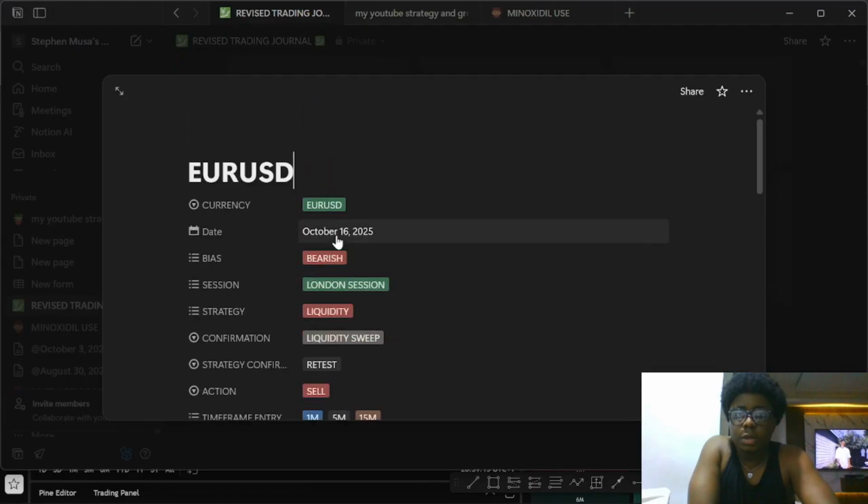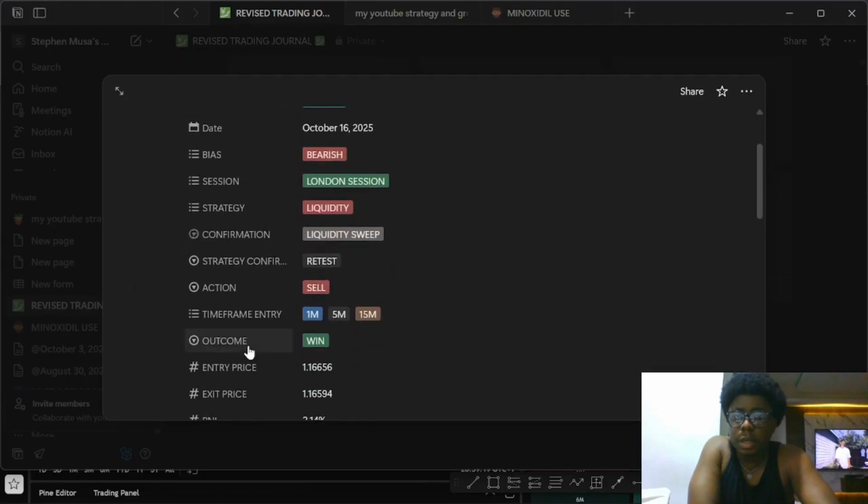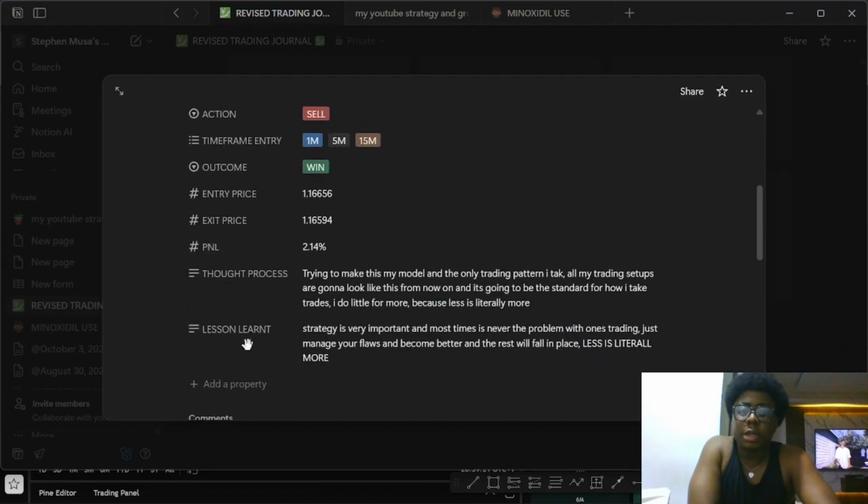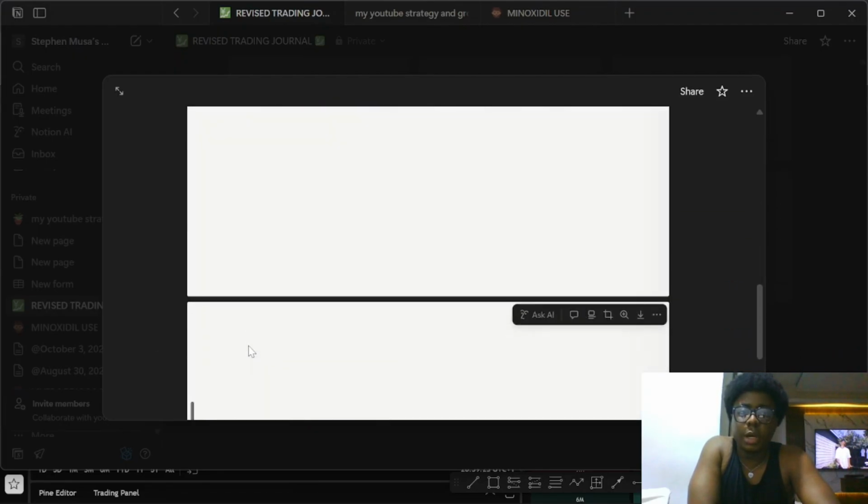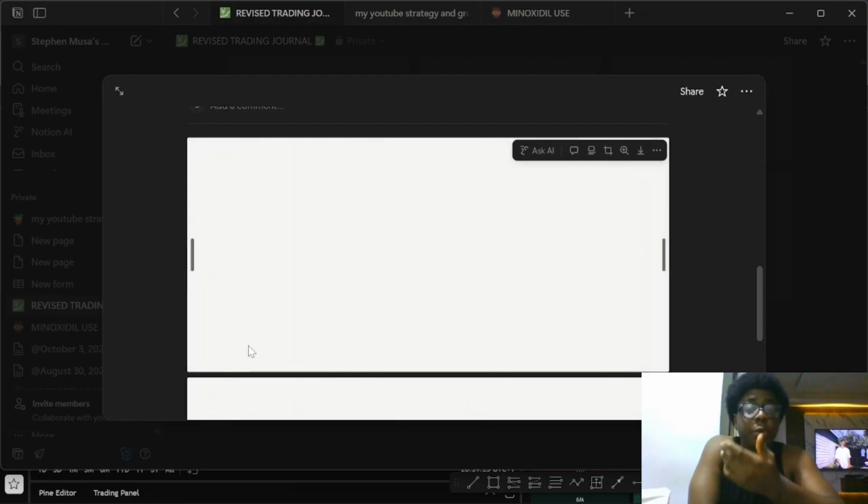So all that you do is you have the currency, the date, the bias, the session. All these should be the things that are in your journal, right? I'm the type of person that also prefers physically writing. That also helps me a lot for sure. But then being able to keep it digital too, so immediately I'm done or about to take a trade, I'm also taking record of me doing it.